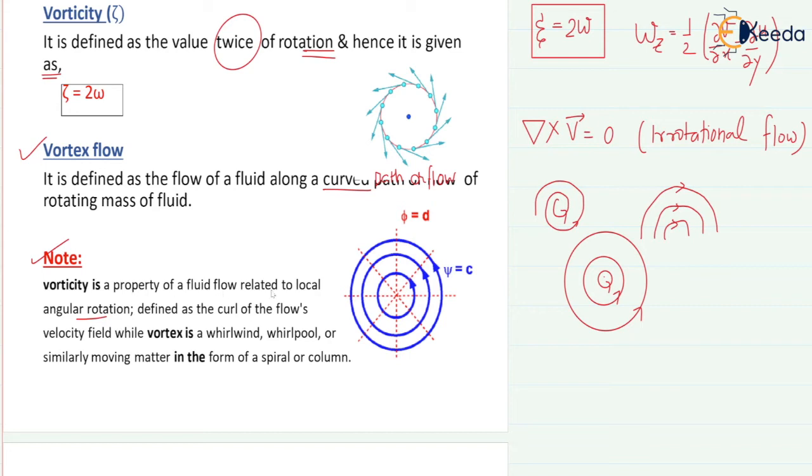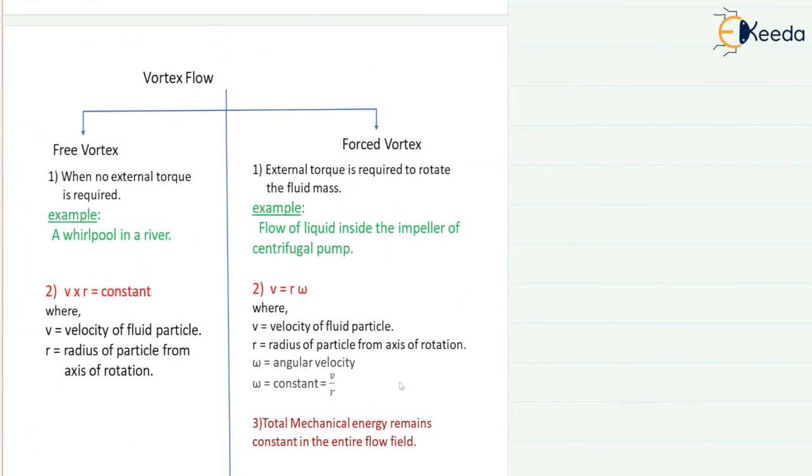Vorticity is a property of the fluid related to local angular rotation. Angular rotation means omega x, omega y, omega z, they are talking about. It is defined as the curl of the flow velocity field, while a vortex is a whirlwind, whirlpool, or similarly moving matter. Matter means mass here, in the form of a spiral or column.